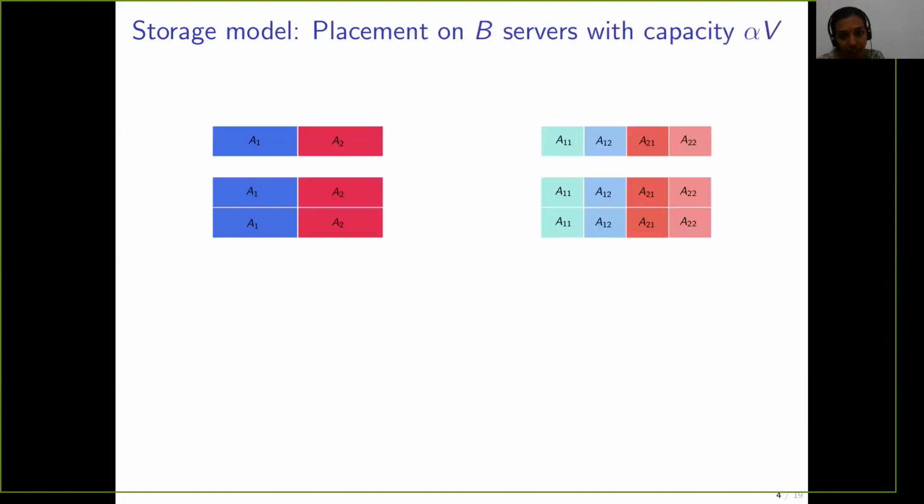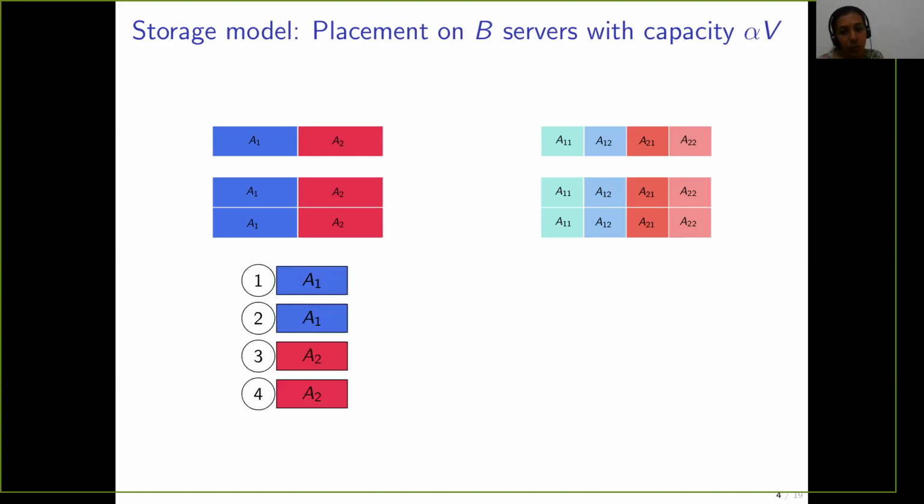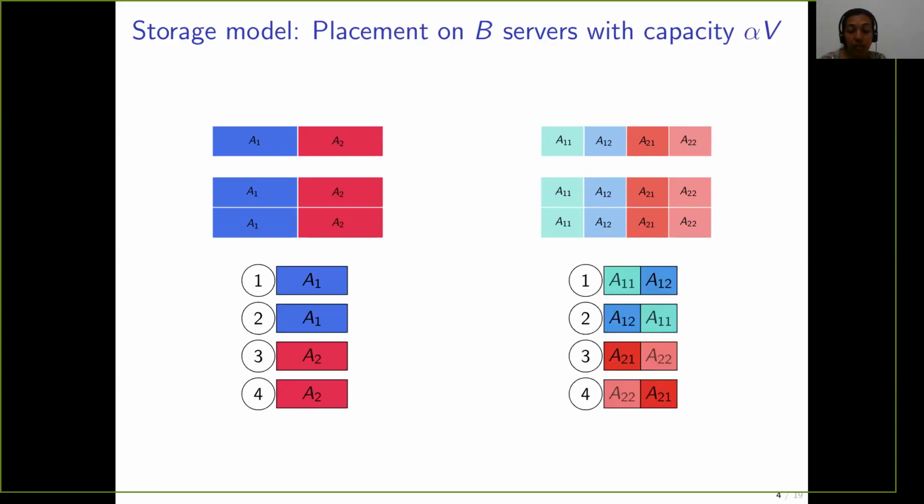Now these encoded fragments will be placed over a system of B servers, each having the capacity to store alpha fraction of the file, or it can store alpha V fragments in total. So let's consider the previous examples where a file was divided into 2 and 4 fragments and replicated. In the first case, we have the file divided into two fragments and replicated twice. This is stored on a system of 4 servers, each having the capacity to store half the fraction of the file.